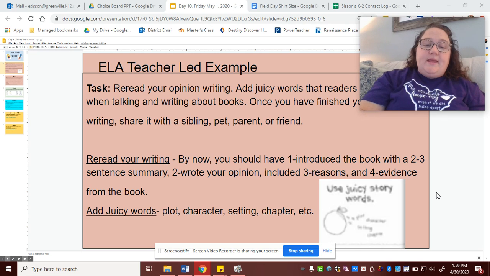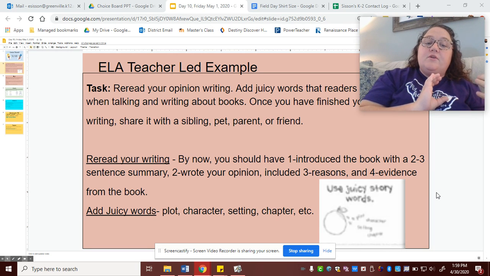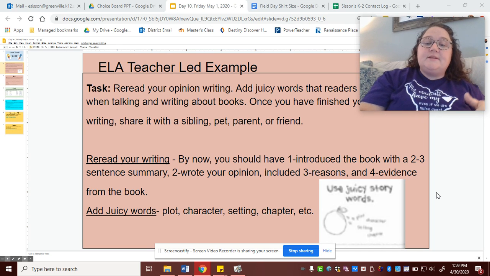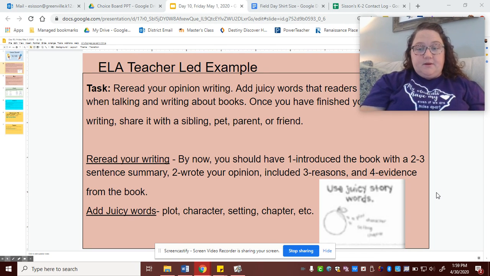You should already have a short little paragraph that introduces your book, tells me the author, characters, and a little bit about what's going on in the book. Then you should have written your opinion about the book. In my opinion, you should have included 3 reasons and your evidence from the book. So those are all things that we have been doing.